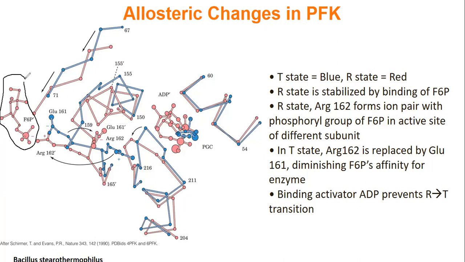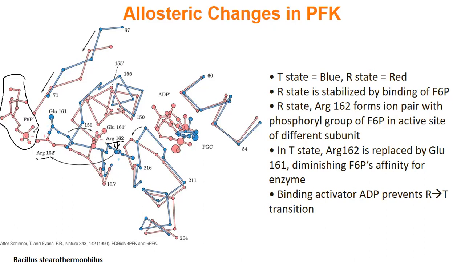Okay, so when we bind fructose 6-phosphate, we want to be in the R state. Therefore, to stabilize the R state, we have more or less two amino acids that have a big change in their position in the enzyme. First, let's look at arginine 162. In the T state, arginine 162, remember, arginine is positive, is very far away from the binding site of F6P. However, when F6P binds, arginine 162 swings in and the positive arginine will interact with the negative phosphate. So you're having this stabilizing effect, this positive and minus coming together, which will favor the R state.